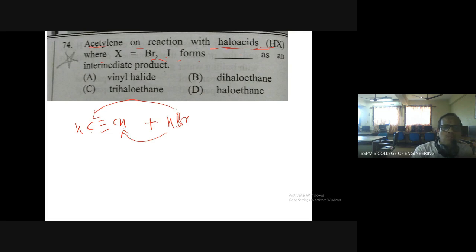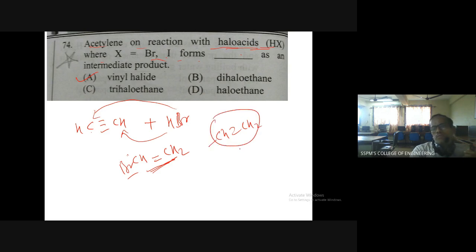If suppose H comes here and Br here, we will get CH2=CHBr, the triple bond converted to double bond, and hydrogen added here. So CH2=CHBr. What is the meaning of CH2=CHBr? This is the vinyl functional group. So this is vinyl halide. So A is correct, right? CH2=CH is the vinyl functional group. Dihalogen is wrong, halogen is wrong, trihalogen is also wrong. Okay, CH2=CH is a vinyl functional group.